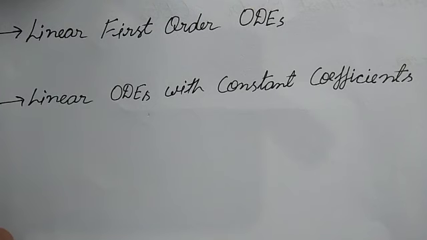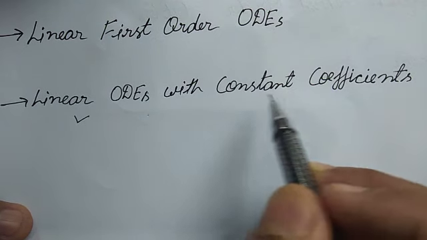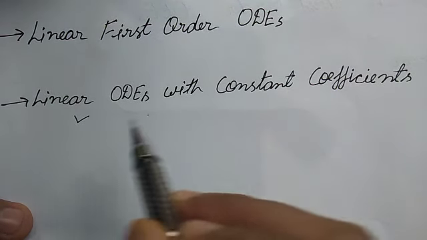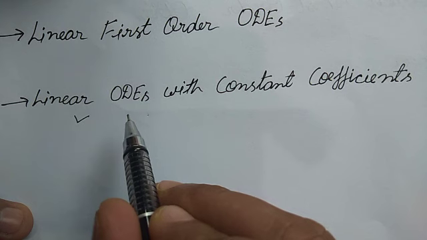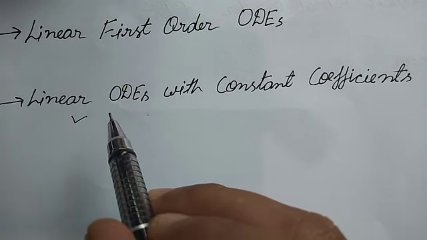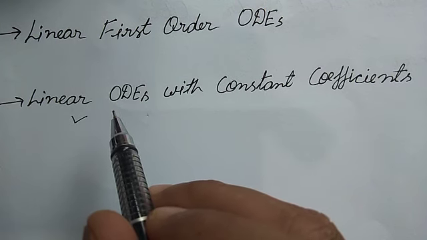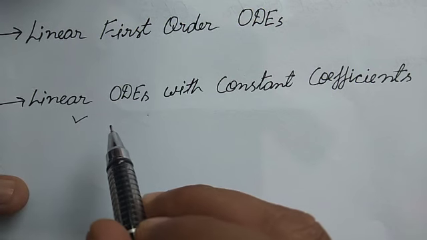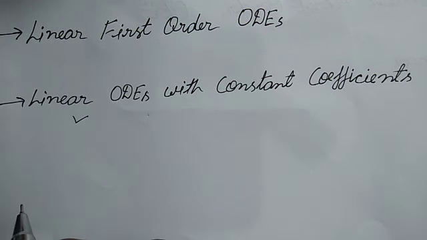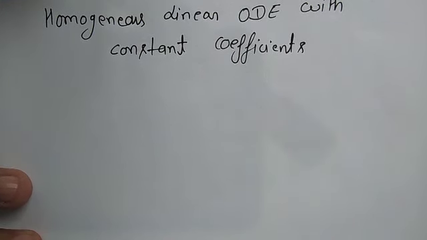Next I am going to discuss the second case, linear ODEs with constant coefficient. Mainly I will discuss the second order, but using the procedure we can even solve third order, fourth order differential equations with constant coefficient. So, homogeneous linear ODE with constant coefficient.